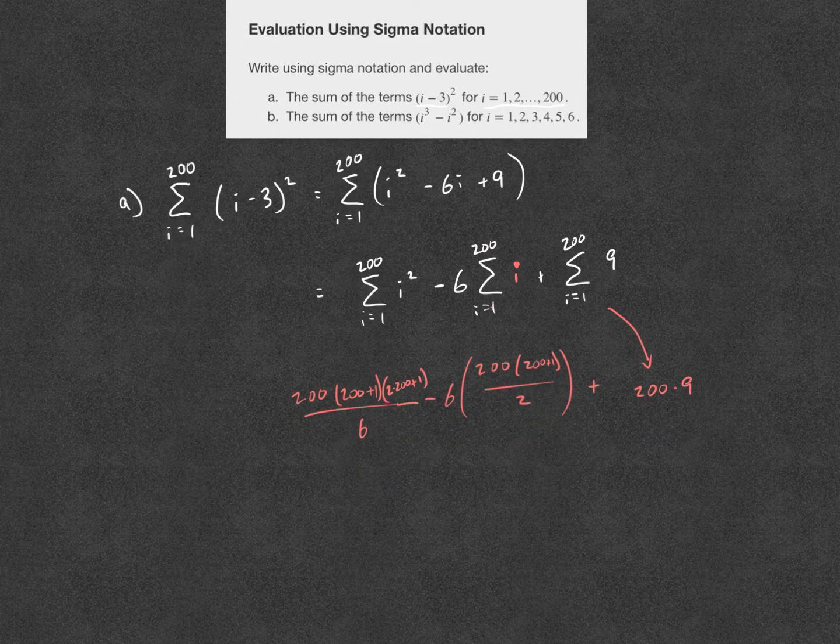And the answer that it would spit out, and I'm just going to give you the answer for this one rather than go through each individual calculation, is 2,567,900. All right, so that's what part A gives you.